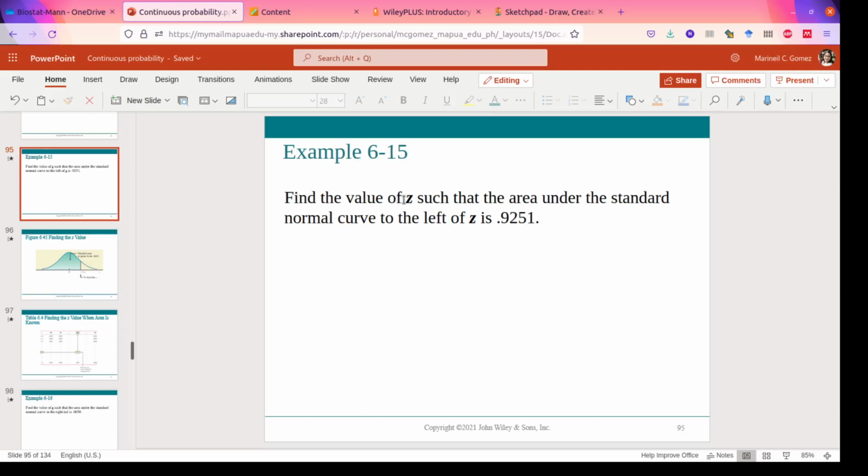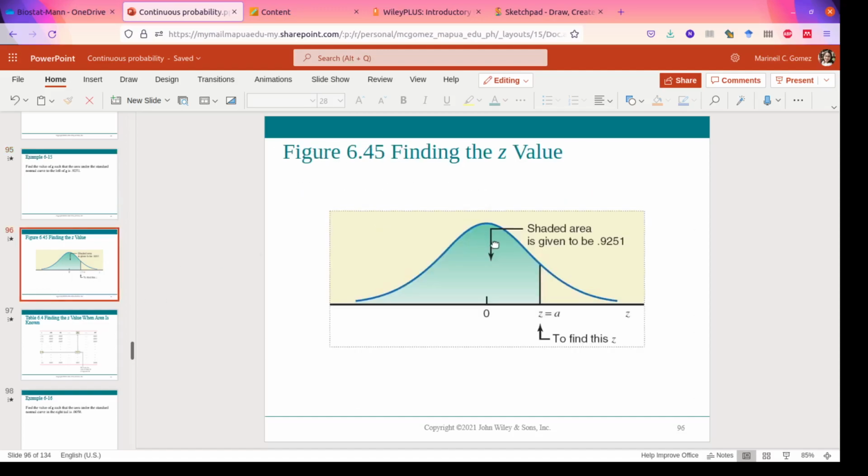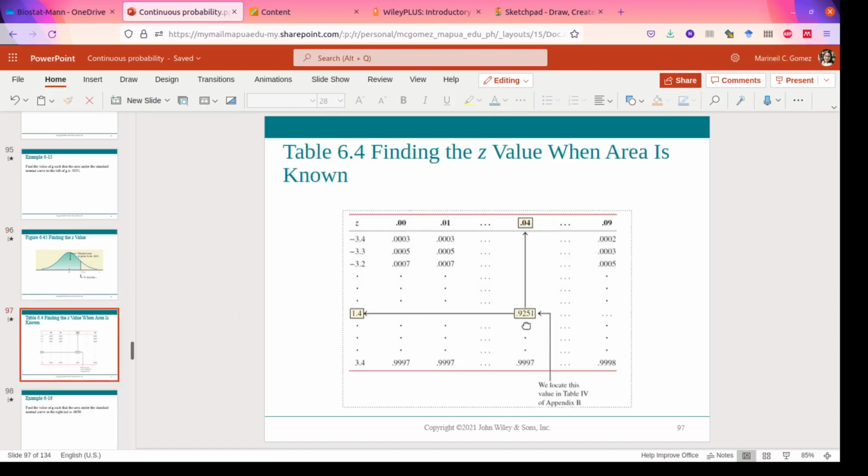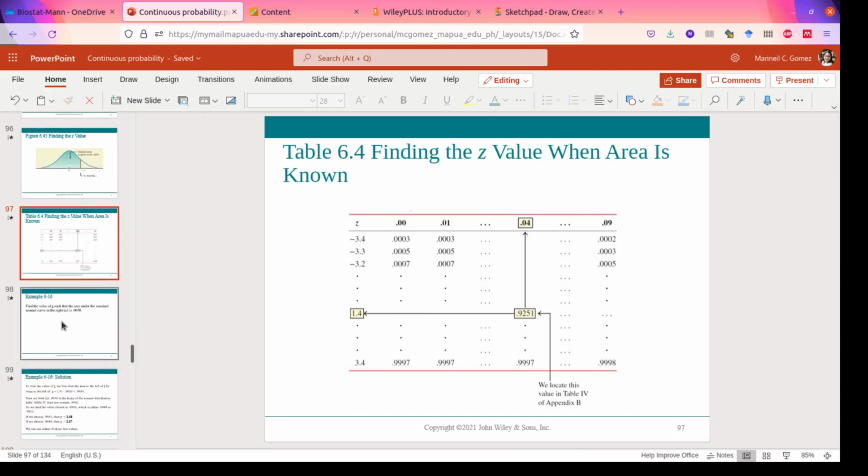Instead of us knowing z and finding the area beneath the curve at z, we want to know what value of z would give us an area of 0.9251. So the area should be 0.9251. What's the value of z? Looking at the table first, what's the value that will give us 0.9251? That's 1.44. So the value is 1.44.